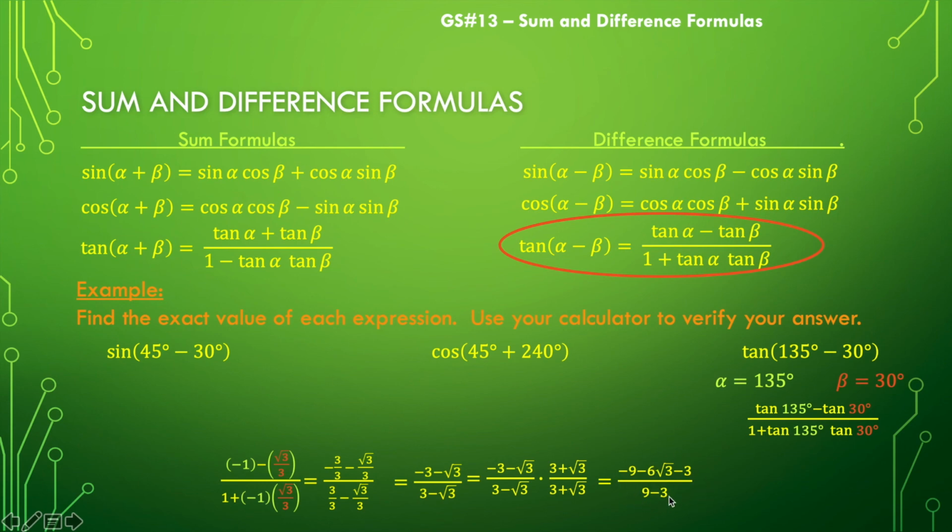Now I can put these terms together on the bottom, the 9 minus 3, and I can also put the -9 with the -3 on the top, and it's going to look like this: -12 minus 6 rad 3 all over 6. Now if I divide that 6 out, I'm left with a final answer of -2 minus the square root of 3.